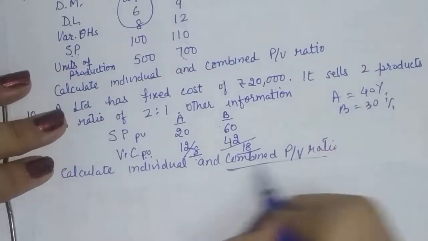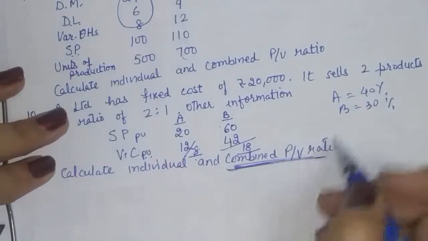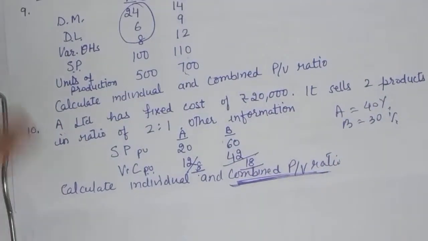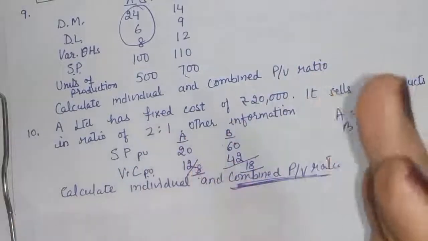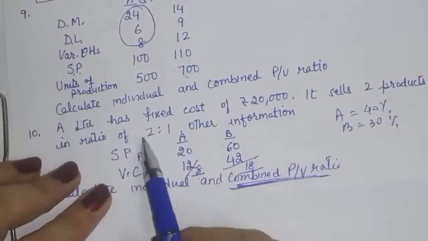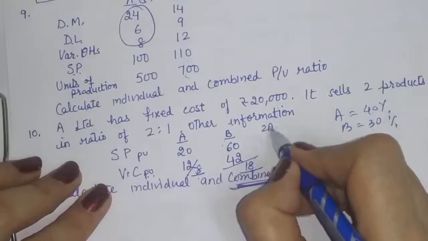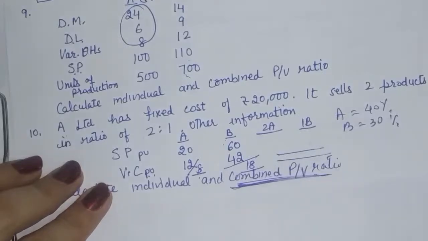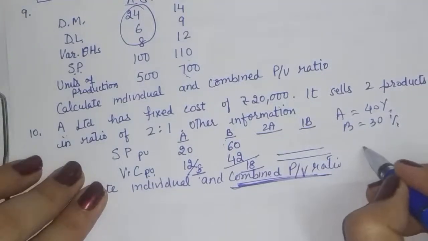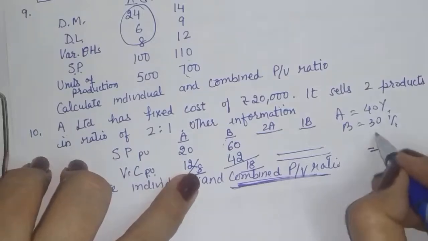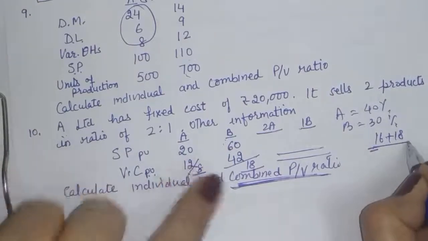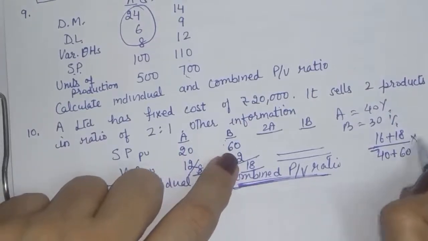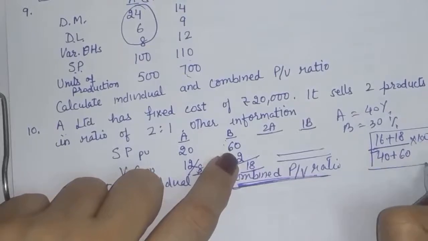Now when it says combined, then where is the sales mix given? We are not given the mix, but we are given the proportion. So irrespective of the number of units being produced, we are given that these products will always be in the ratio of 2:1. So you can just take 2 units for A and 1 unit for B, and you can calculate combined ratio for these, right? So your combined contribution will be for 2 units of A and 1 unit of B, and combined selling price will be 2 units of A 40 plus 1 unit of B. So this will give you combined PV ratio.